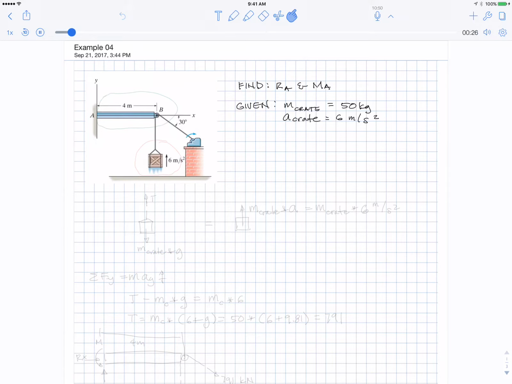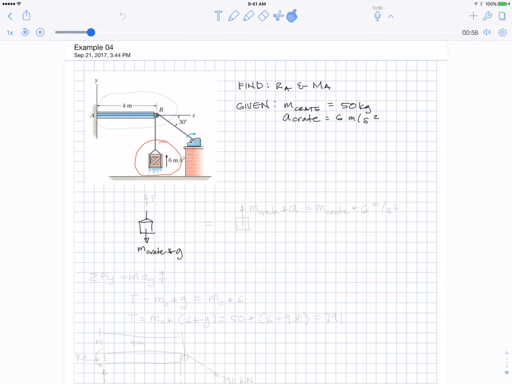Okay, so first let's start with the crate. We'll get the free body diagram of the crate. So again, free body diagram, make a closed loop. Okay, draw everything in the loop only. And there was that string. Draw all the forces that are in the loop. So there's the weight of the crate. I'm going to say M crate times G.